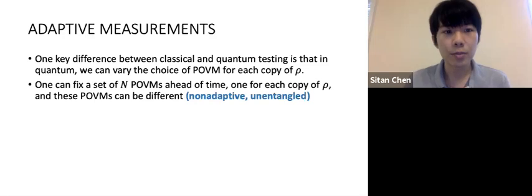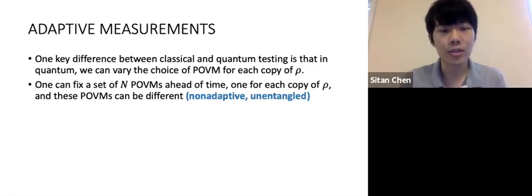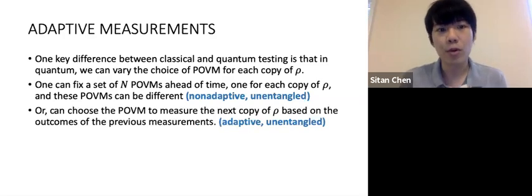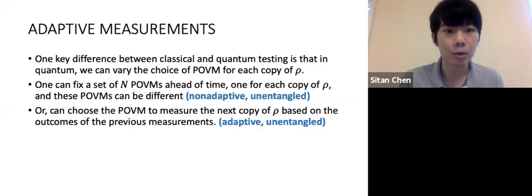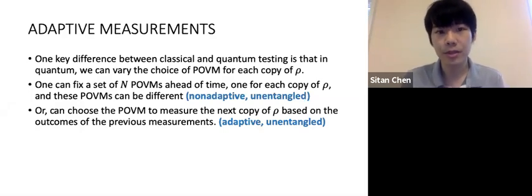Okay. And so the most basic way that you can interact with the distribution, or the density matrix, is to fix some collection of POVMs at the very beginning, and then carry out your measurements. Okay. So this is what we call a non-adaptive form of measurement. You could be slightly more clever, and instead of picking the POVMs at the very beginning, you could choose them in an adaptive fashion. So maybe I measure the first copy with some choice of POVM, and then based on the outcome of that measurement, I pick the next POVM to measure with, etc.